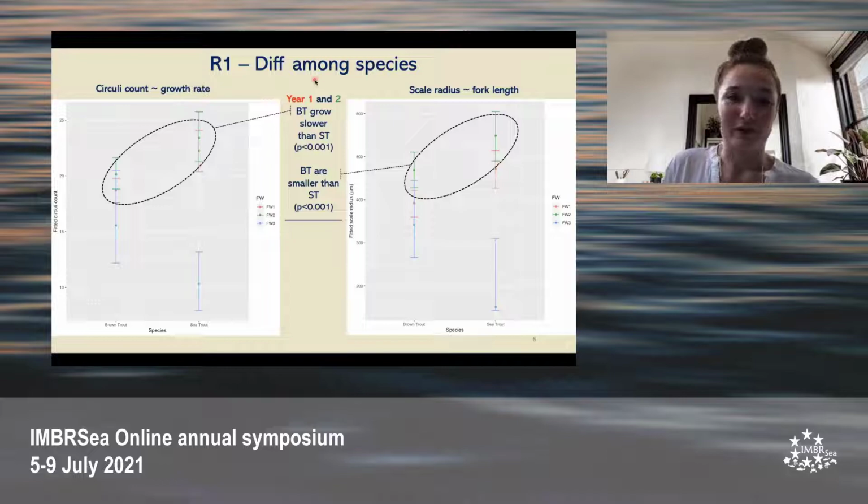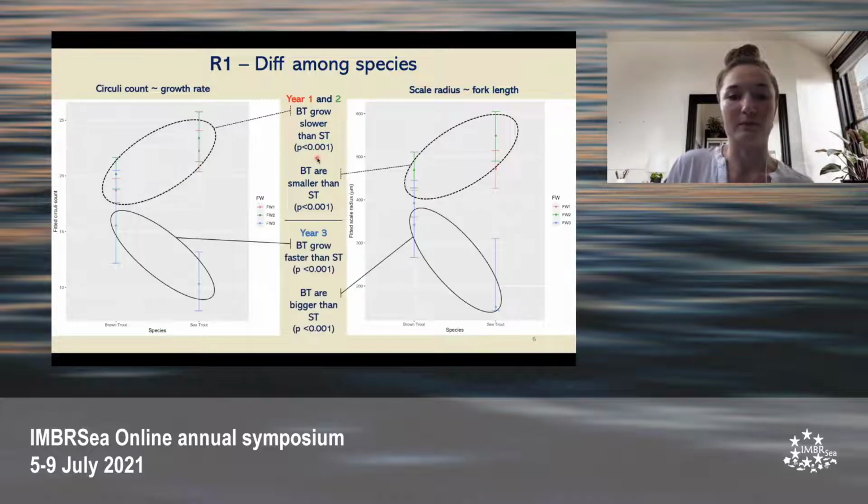To answer my first research question, as you can see, there is a clear difference between brown trout and sea trout in the first year of growth. You can see in red the first year of growth, and in green the second year of growth. There was a small but significant difference between both species. What you can see here is that sea trout actually grow faster and bigger than brown trout.